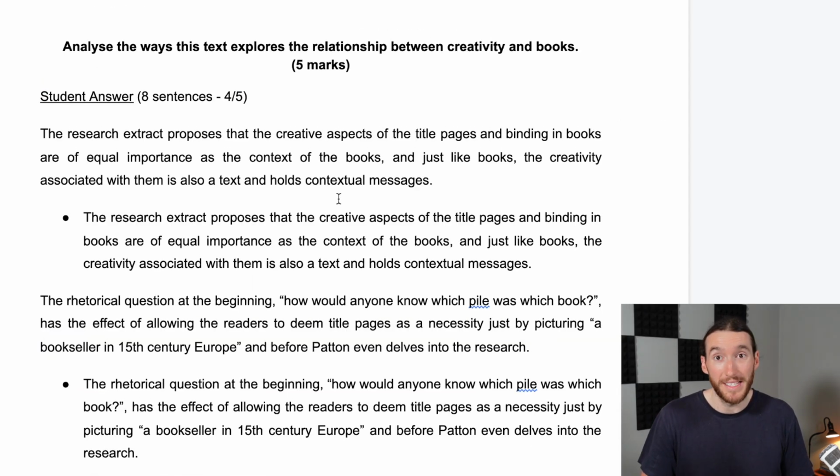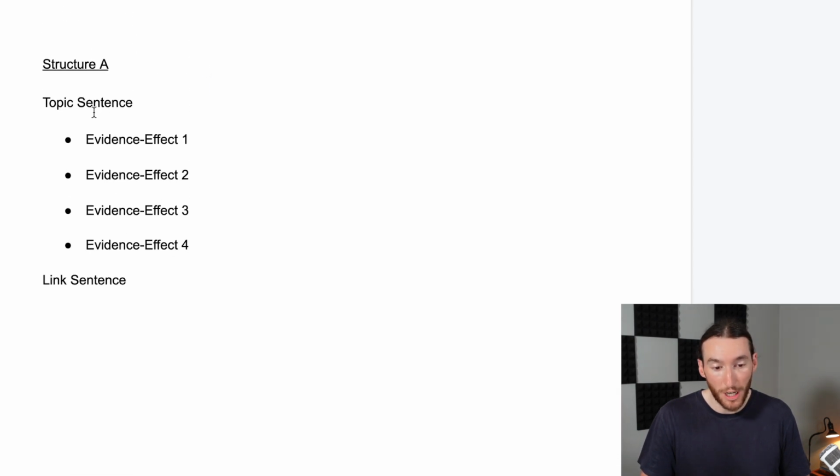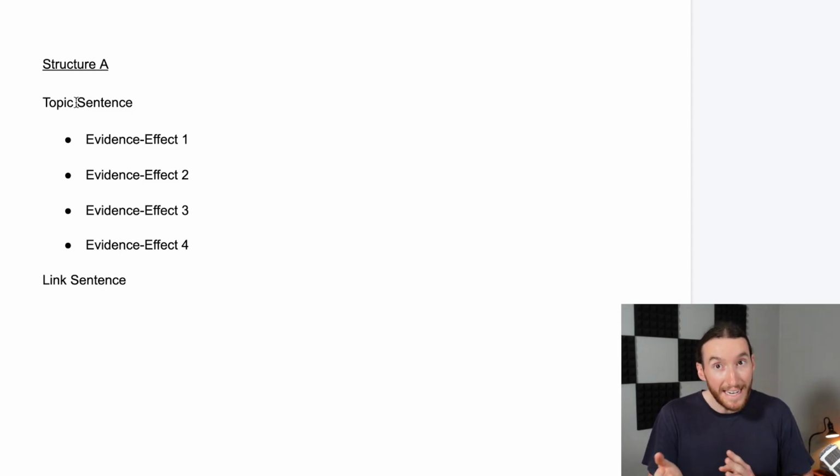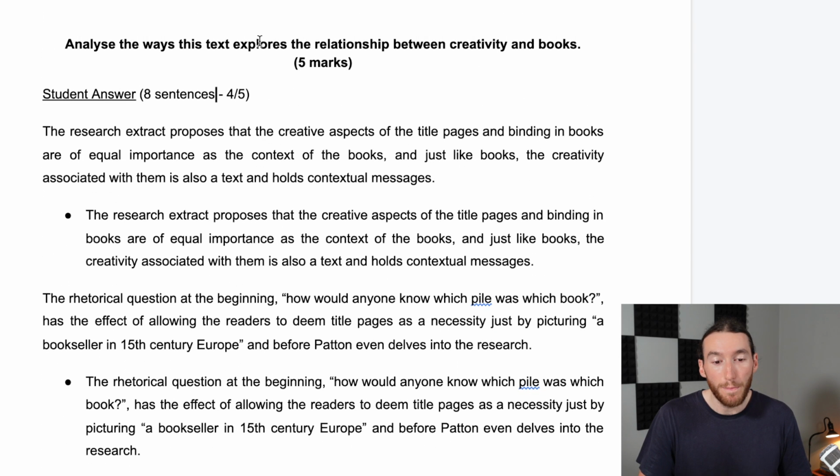Let's have a look at the student's answer now. So the student's answer involves 8 sentences, okay? They did structure A. Remember up here, structure A. Now, they didn't perfectly execute structure A. They have a few sentences that weren't needed, and that's why they've done 8 sentences. You will see that they could have easily done their answer in 6. Having said that, even if they did do the answer in 6 sentences, I would probably say this would only get a 4 out of 5 for reasons that should become clear later.